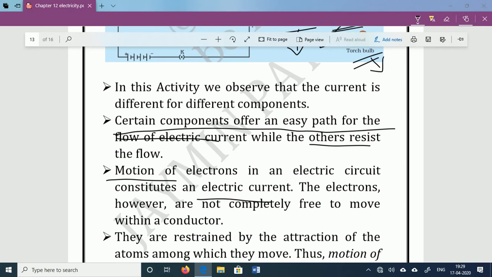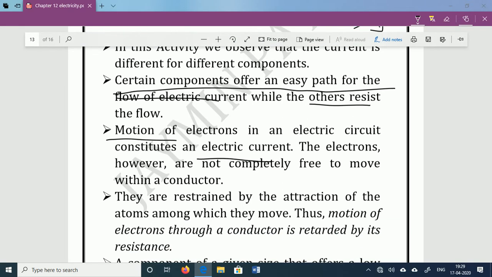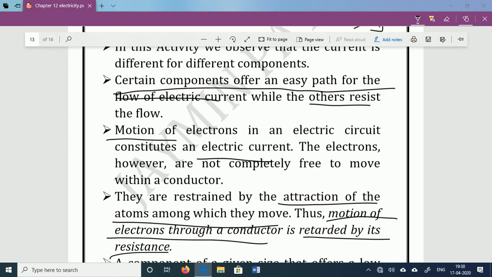Right? So when the electron is going to move, it is attracted by many surrounding components. Suppose, for example, an electron is a negatively charged particle. When force is provided over the electron and it tries to move in the forward direction, some protons, some nuclei attract the electron toward themselves. Why? Because the nucleus is a positively charged component, so it will attract the electron toward itself. So ultimately the movement of the electron is retarded. So the motion of electrons through the conductor is retarded by its resistance.